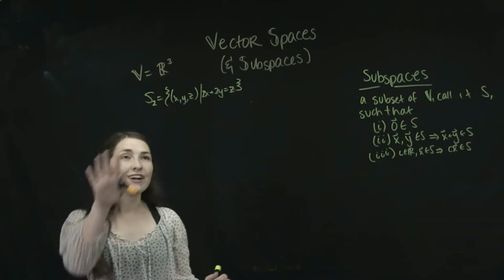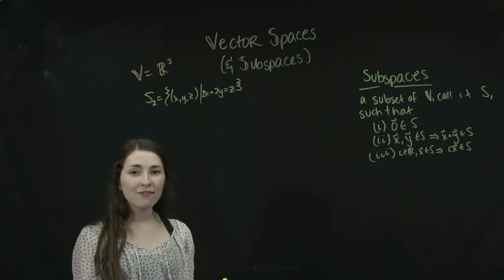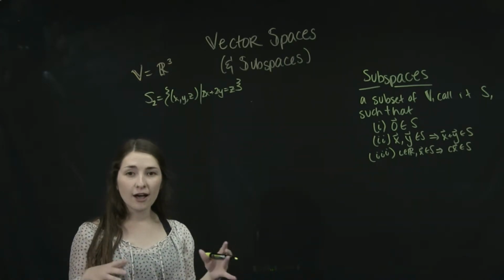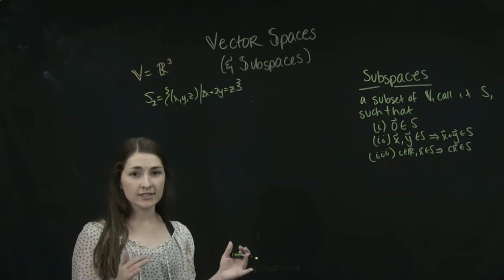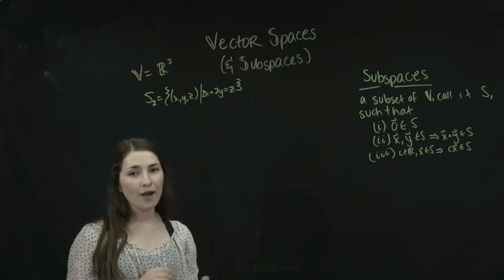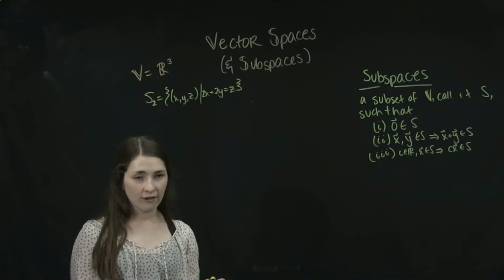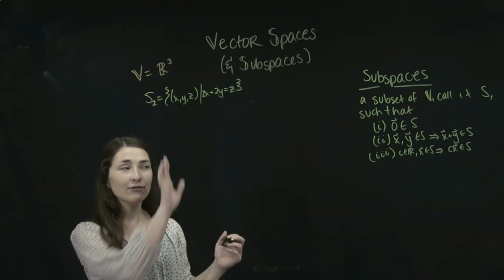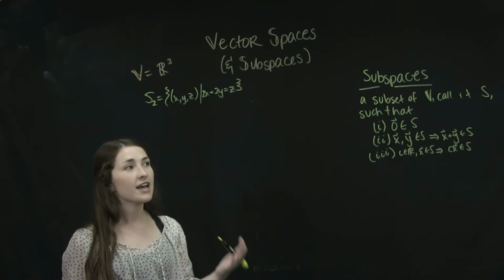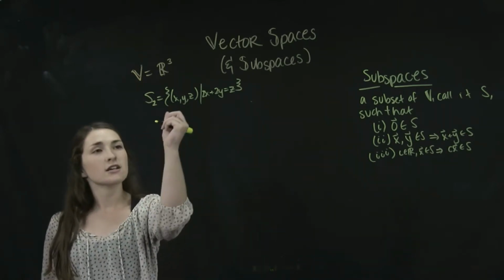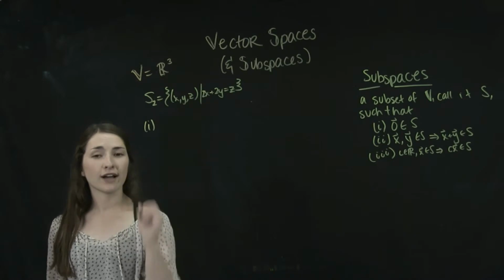So now for our second subset, we're going to be looking at the subset of R^3 such that we have a triple of x, y, and z, such that z is equal to 2x plus 2y. Okay, so let's see if it meets all of our conditions of a subspace. It's obvious that it is a subset of our vector space, so let's just check to see, is the zero vector in there?